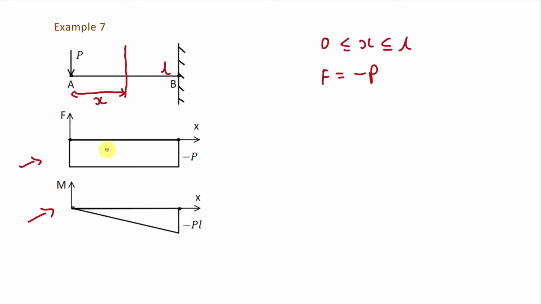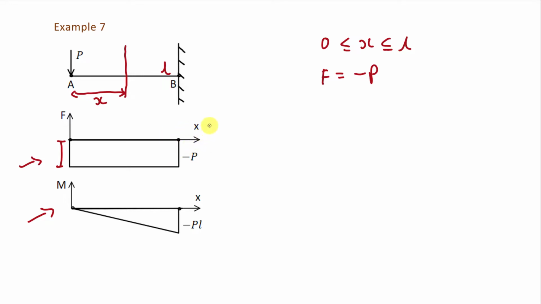If we want to draw the shear force diagram for this case, first we take this direction as the x direction and in the y direction we take shear force. Here the value of shear force is negative P, so our shear force diagram will be in this direction. It is constant throughout the length, so it will be a line parallel to the x direction, and this distance will be negative P.